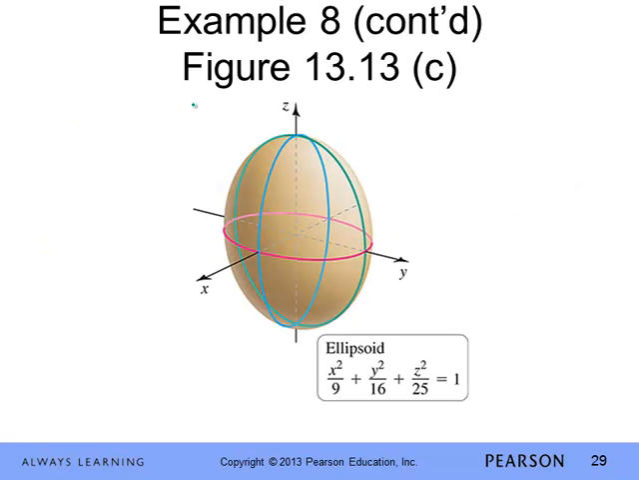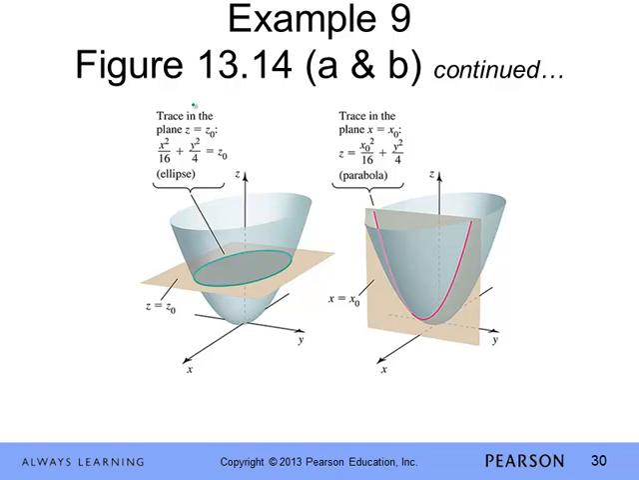And there's the skin, there's the surface. There's your generic ellipsoid. Good example, garden variety ellipsoid. All right, this one is your elliptic paraboloid here. So this has the equation z is equal to x squared over 16 plus y squared over 4.